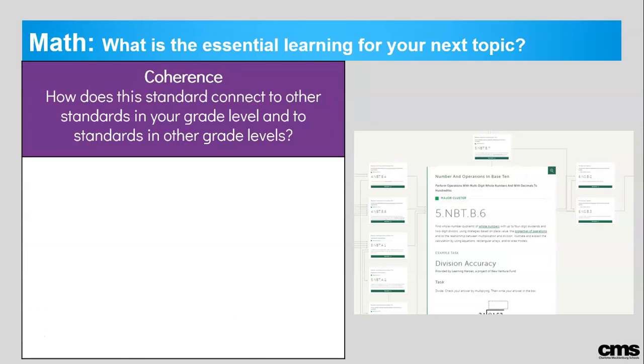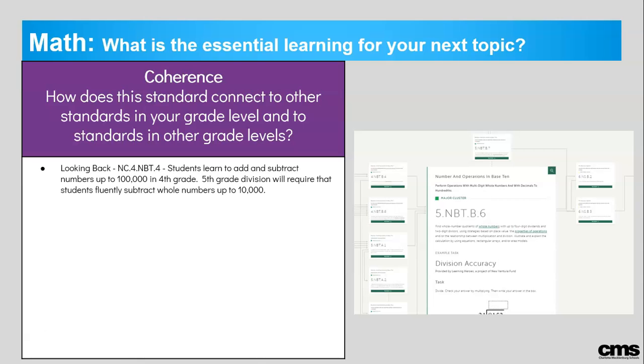Next on our chart is Coherence. Coherence asks, how does the standard connect to other standards in your grade level and to the standards in other grade levels? Achieve the Core Coherence Map will allow you to see how standards progress. How can you connect to the previous work to build a foundation as students build deeper understanding of the standards? We can see that in 4th grade, this standard connects to NC.4.NBT.4.